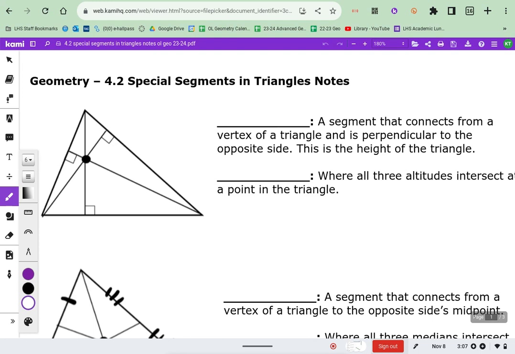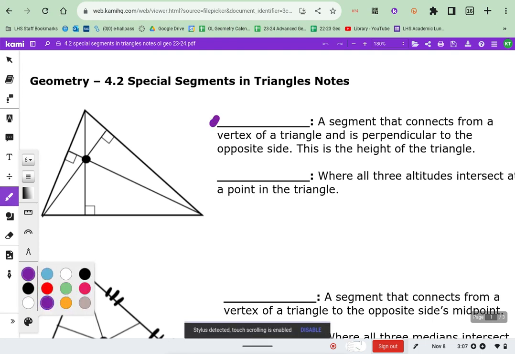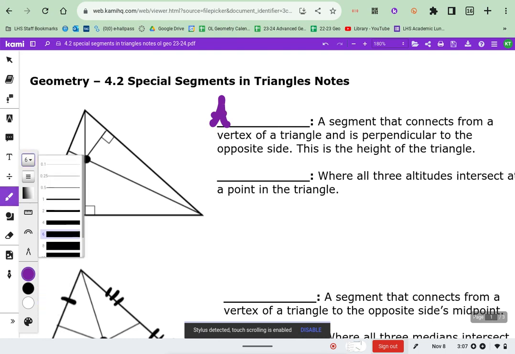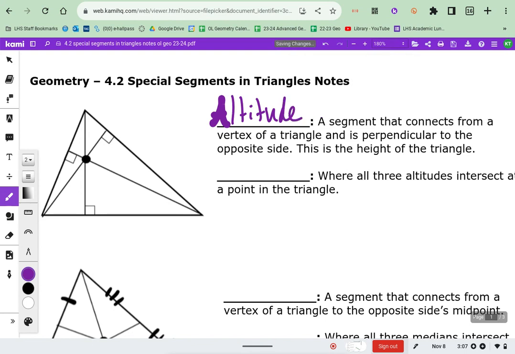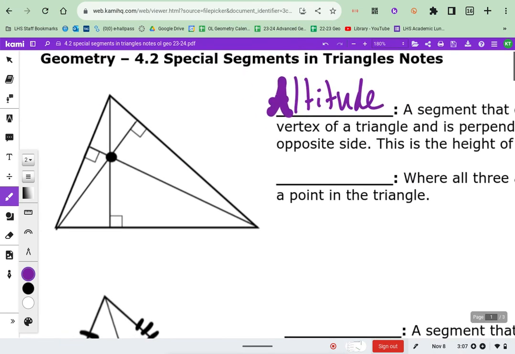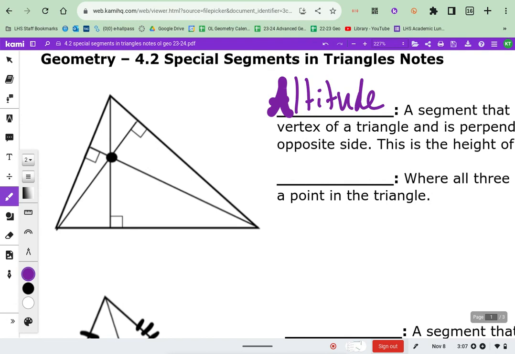this first special segment is called an altitude. An altitude is the same thing as the height of a triangle. If you're just looking at one altitude, it starts at a vertex, and then it goes straight down your triangle and ends perpendicular to the other side.